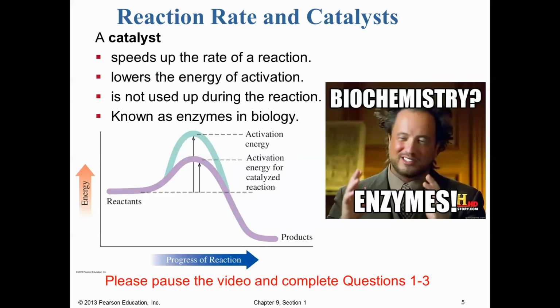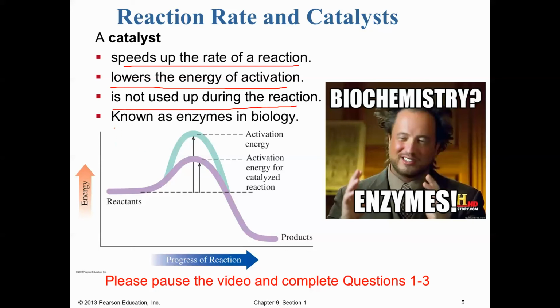So how do catalysts work? Well, they're actually going to speed up the rate of the reaction by lowering the activation energy. The way they do that is they stick to our reactant molecules temporarily, and they weaken the bonds. And by weakening those bonds, they're more likely to break. So again, they stick to our reactant molecules, they make the bonds more likely to break, and they're not used up during the reaction.